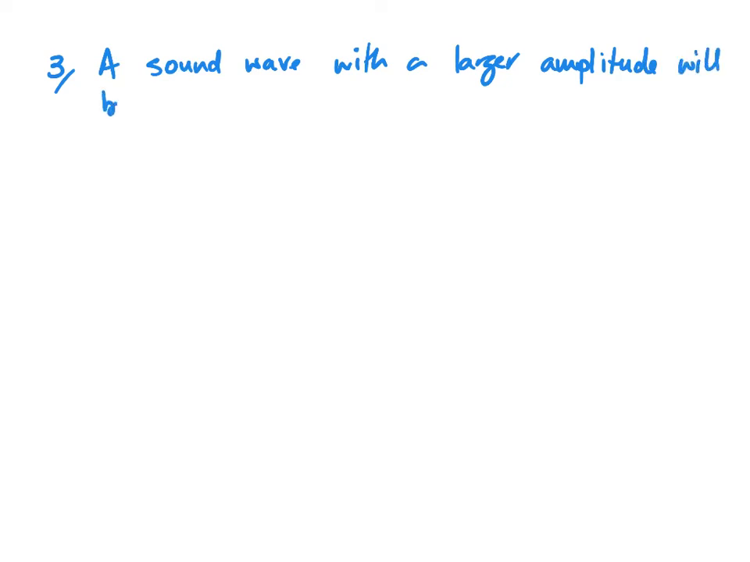So in this learning outcome, what we're going to do is take the physical concepts which we defined previously, frequency, wavelength, amplitude, and link them to everyday sounds. So for example, a sound wave with a larger amplitude will be louder. Okay, and the opposite would obviously be true, so a smaller amplitude would be quieter.